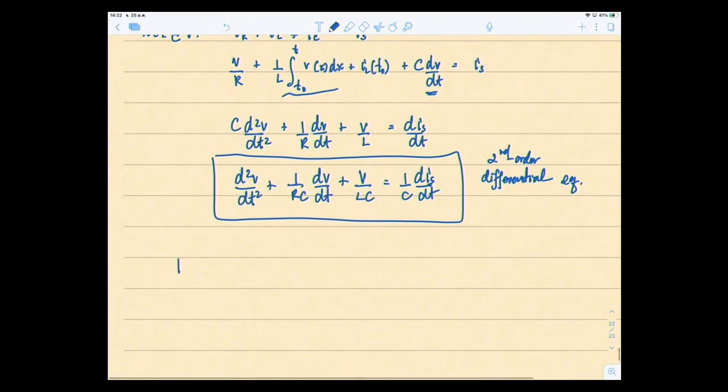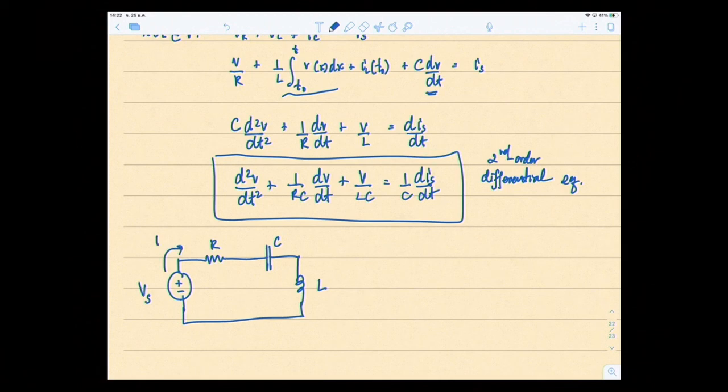Now about another one. If I have an RLC circuit but connected in series, of course the positions can be interchangeable. We have the source Vs, R, C, L. The current I goes through R, so there's a voltage drop VR, a voltage drop VC, and a voltage induced in the inductor.